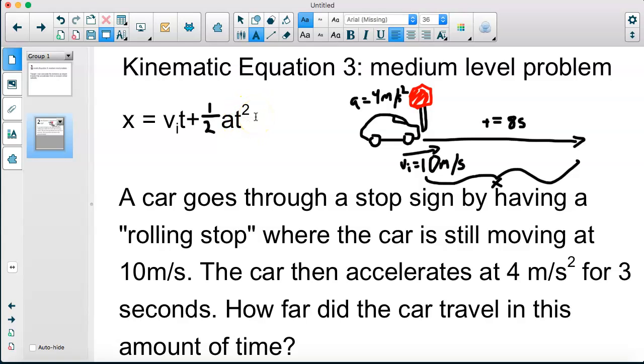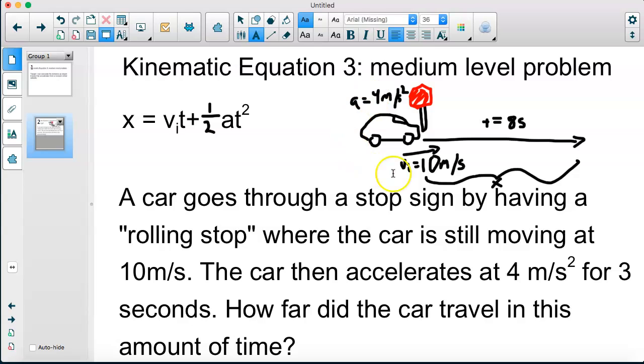Okay, in this problem we have a car that is going through a stop sign. And it has a rolling stop, where the car is technically still moving as it passes through the stop sign. The car then proceeds to accelerate at 4 meters per second squared for 3 seconds. How far does the car travel in this amount of time?